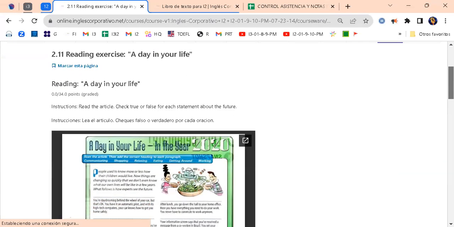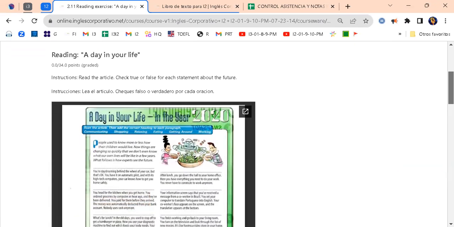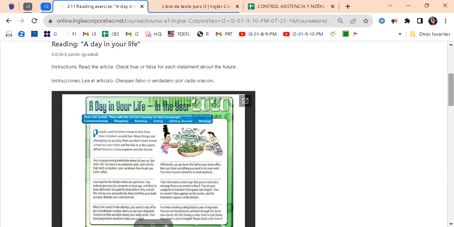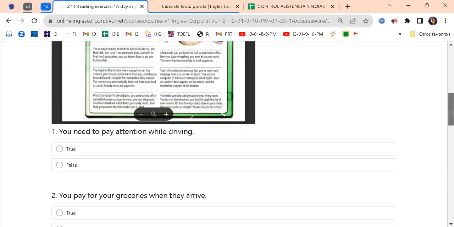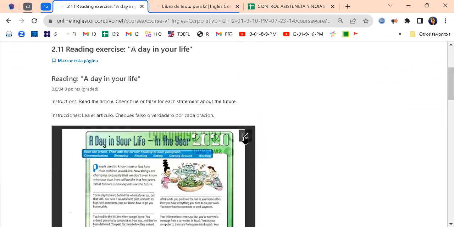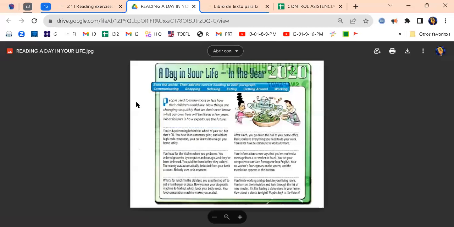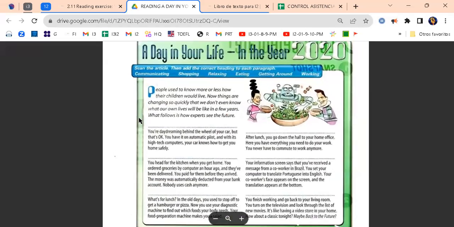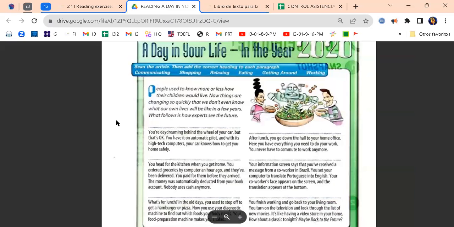Okay, so look at this. So here we have our reading, A Day in Your Life. Instructions: read the article, check true or false for each statement about the future. Let's check that, and then later we're going to check this, okay? So maybe if you haven't worked on that, this is going to be useful. Let me know if you can see that. Can you see that? Is it clear? Yes. Okay, good.